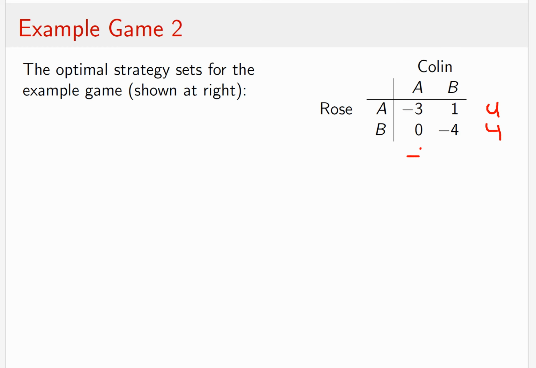What about here? I have a -3 minus 0. Sorry, that should just be a +3. And then 1 minus -4, the absolute value is going to be 5. And so then for Colin, we're going to have 5/8, 3/8, right? And for Rose, we're going to have 1/2, 1/2. And if Rose plays 1/2, 1/2, then you can see the game value is -3/2.